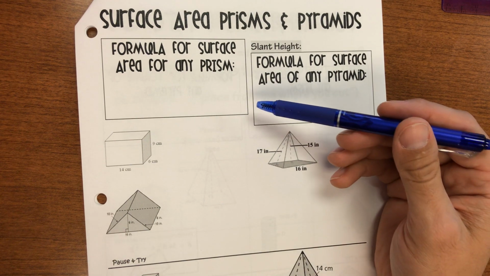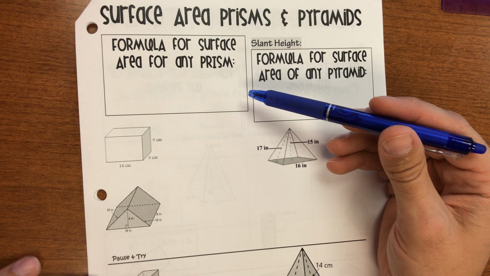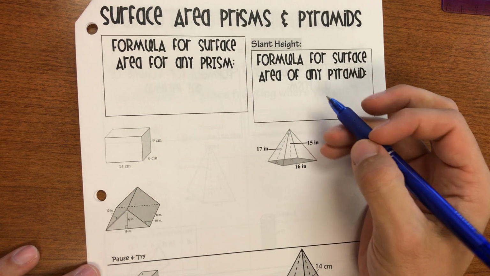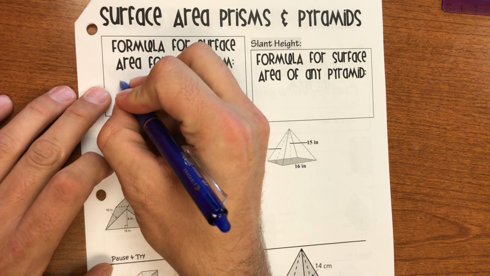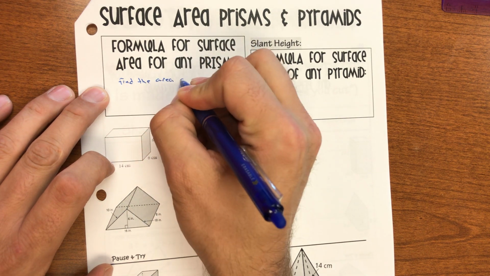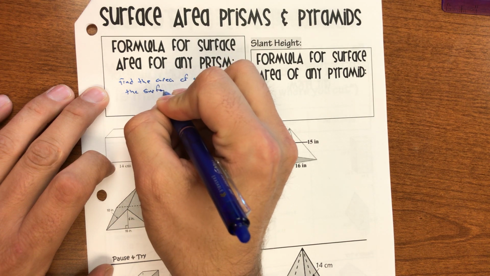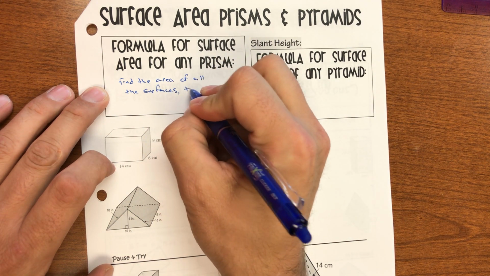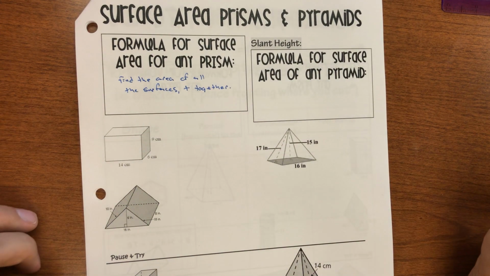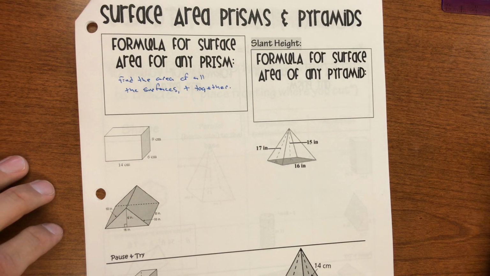So, the formula for surface area of any prism. I'm sorry to say there's not just one set formula. It's not take this number, times it by this number, and you get the answer. The formula for the surface area is to find the area of all the surfaces, and add them together. That's as much of a formula as we're going to get. You find the area of all the surfaces and you add them together.